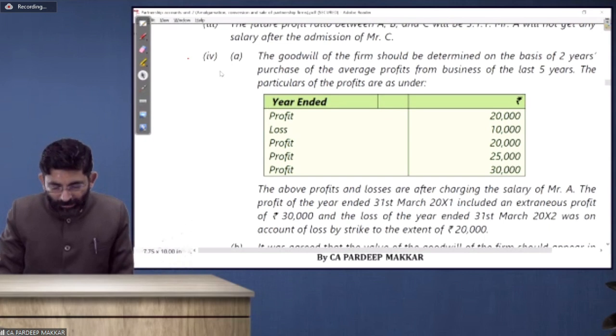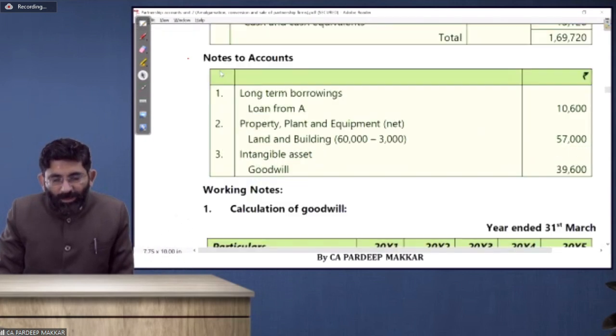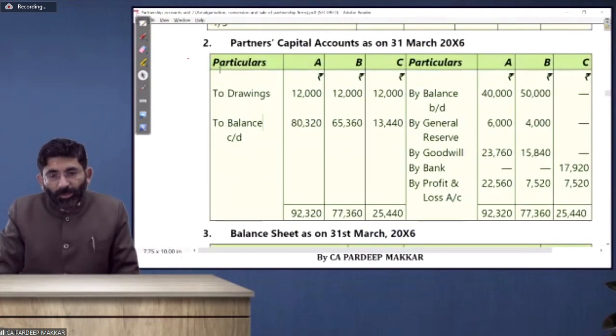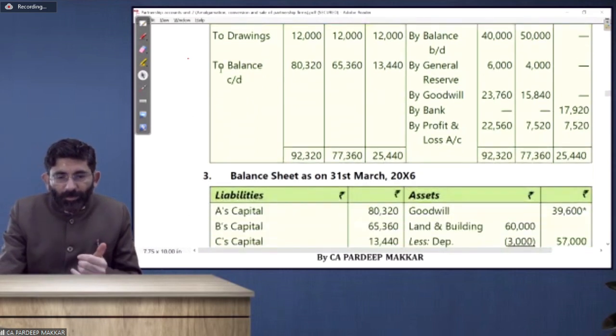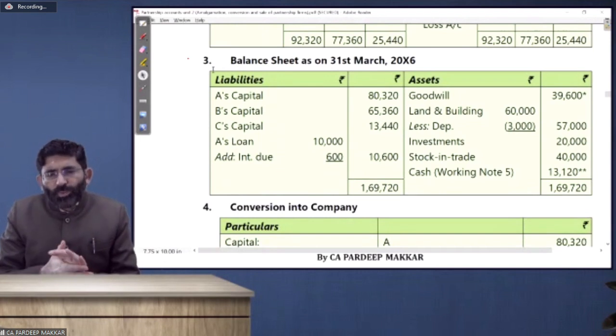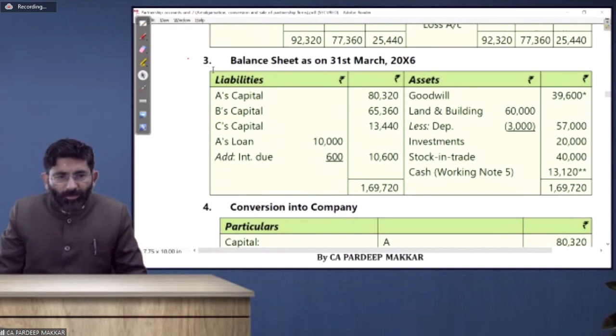So see, we have done each and everything that is important in this particular topic, because the partner's capital account is prepared properly. Whatever is the balance, that will be 80,320, 65, that will come accordingly. Now this will be paid to them. For that purpose, now we have to prepare the balance sheet. Balance sheet is very simple and easy to prepare in this case, as we know the goodwill. We have the value of goodwill with us.